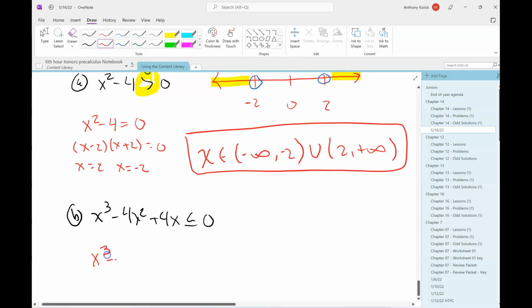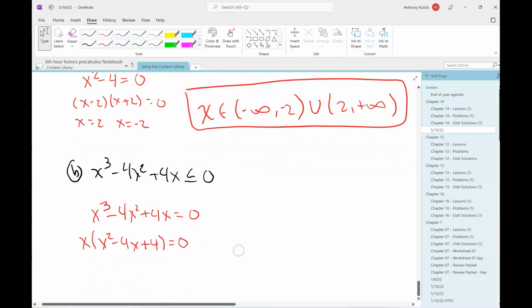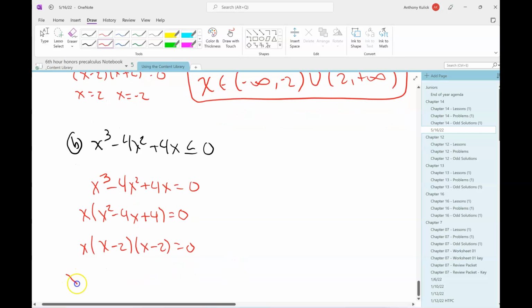So again, start by setting this equal to 0. How do I want to solve this? What's the first thing I need to do? Take out an x. Yeah. I notice the quadratic that remains factors, the two things that multiply to give me +4 and add to give me -4 are -2 and -2. So my solutions are 0, 2, and 2.